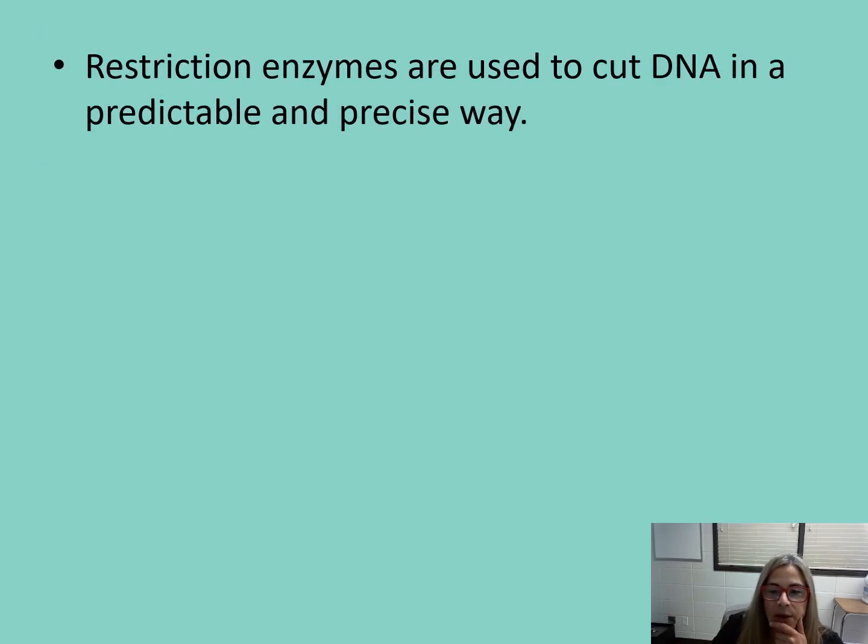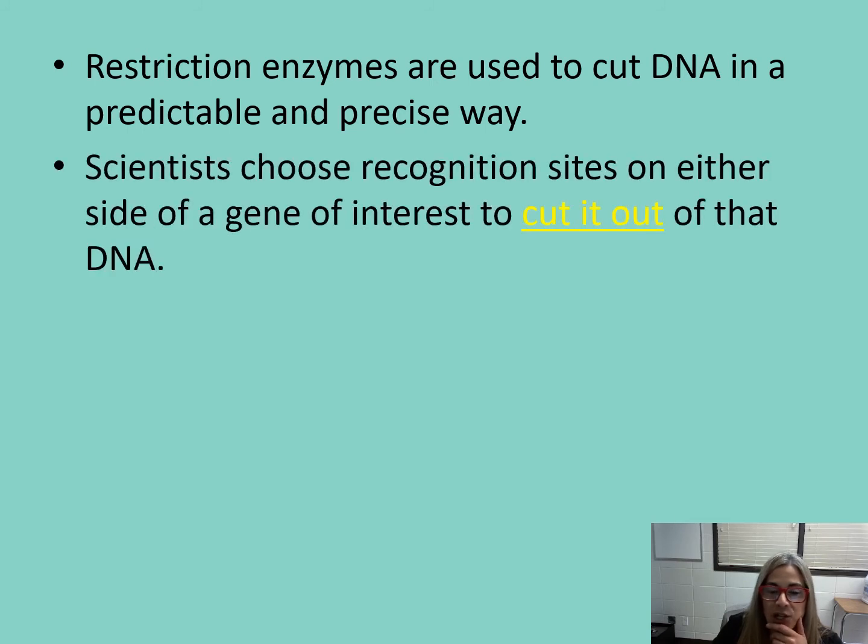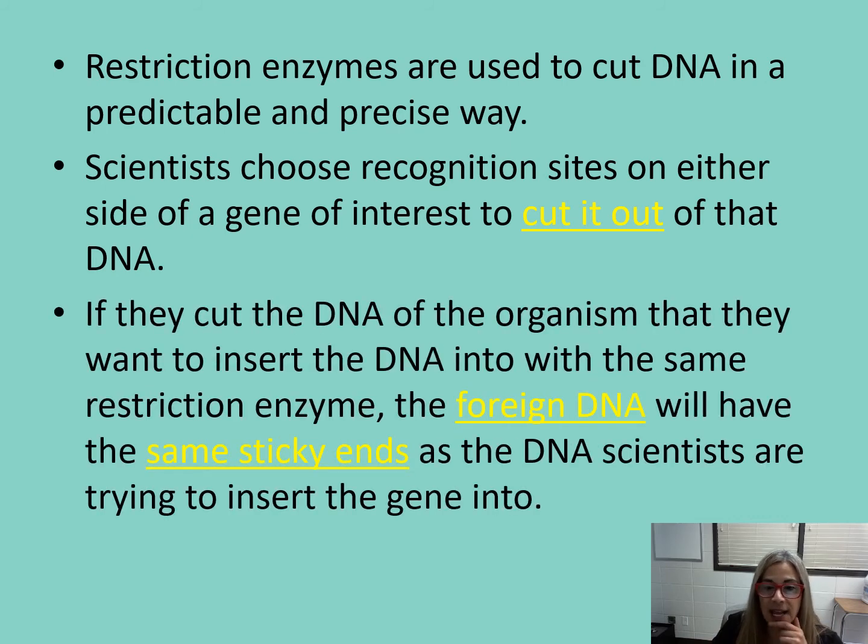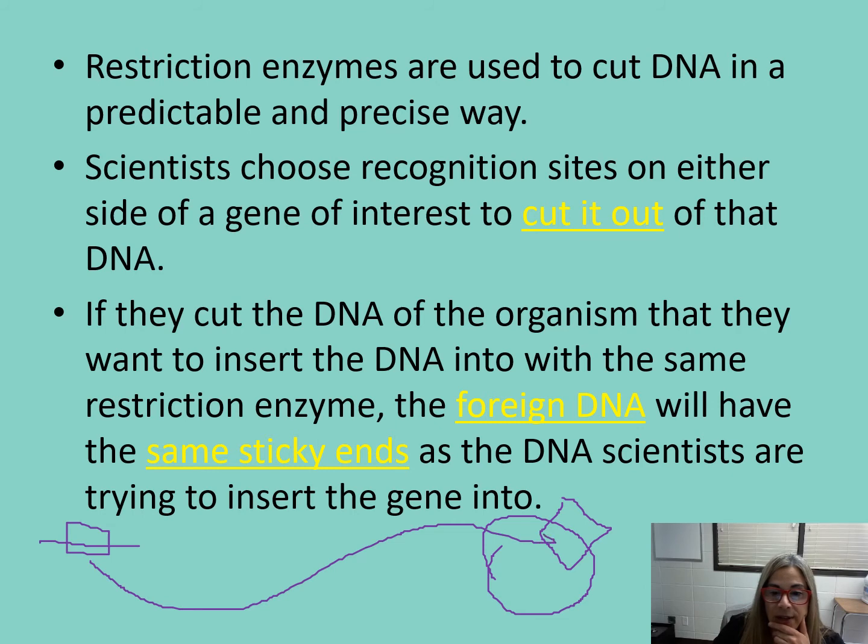So restriction enzymes are very precise and very predictable in terms of how they will cut out that gene of interest. And if they cut the DNA of the organism that they want to insert with the same restriction enzyme, the foreign DNA has the same sticky ends. So what does that mean? You have a restriction enzyme introduced into the original DNA strand, and then you have a restriction enzyme introduced into that circular plasmid DNA, which is going to receive that gene. So you put the restriction enzyme here and it cuts it out, and then you put the restriction enzyme here and it also cuts it out, leaving those overhangs so that this piece of cut out DNA can be inserted directly where the other piece was cut out.